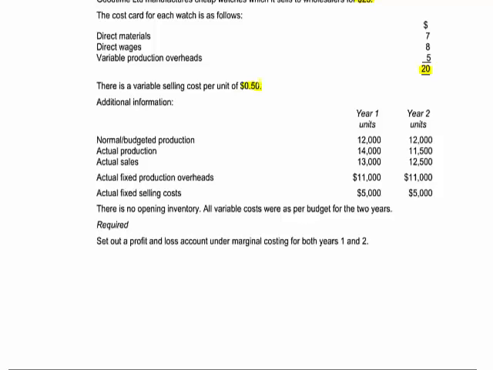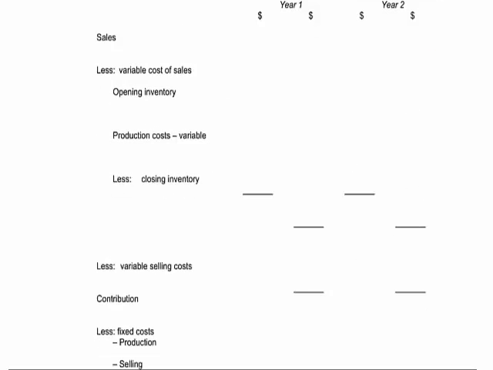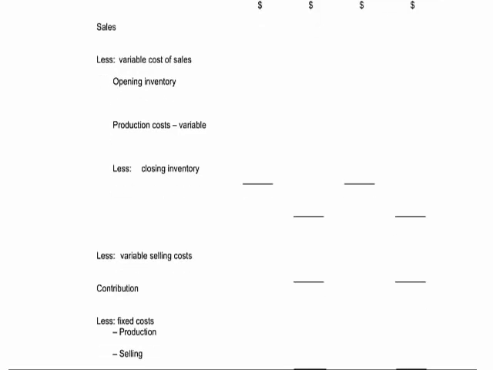We're given some information then about what we expect and what we actually make and sell in 2 years, as well as the actual fixed overheads for production and selling. We don't have any opening inventory, and what we have to do is to work out what the profit and loss is going to be under marginal costing for both of the 2 years. And over the page you'll see that we've got the pro forma profit and loss account to complete. So what we're going to do is to complete those now for both years.